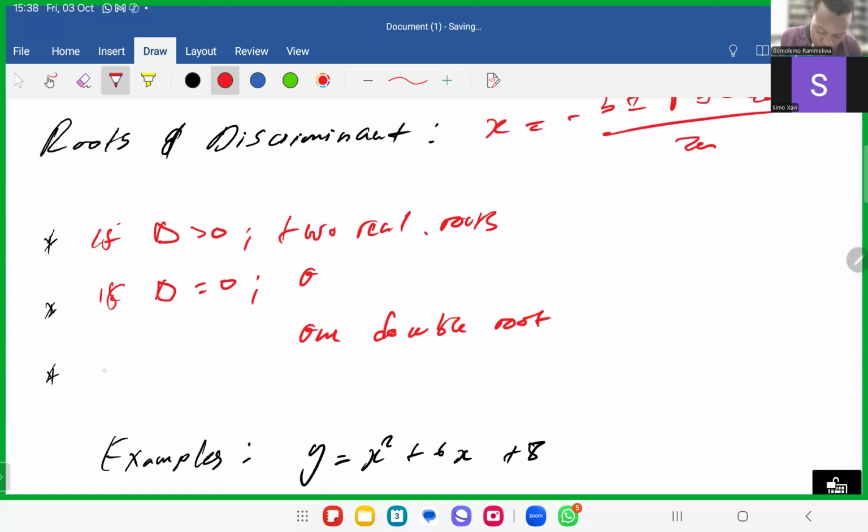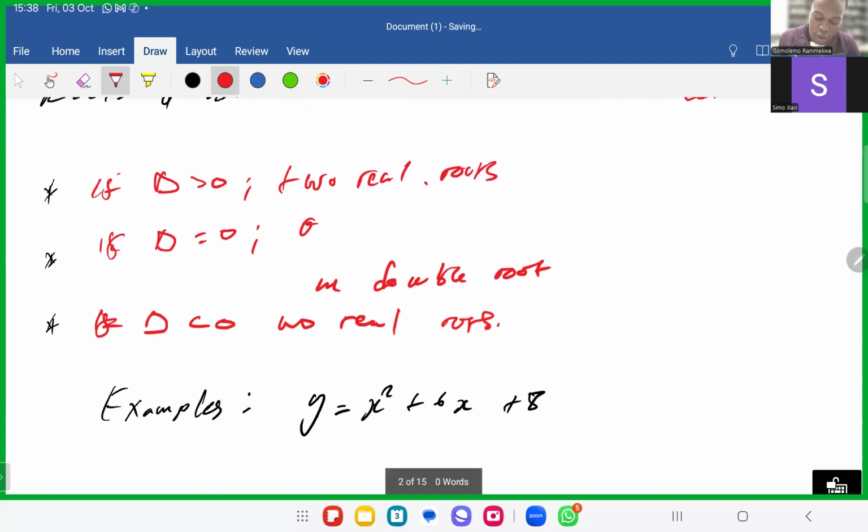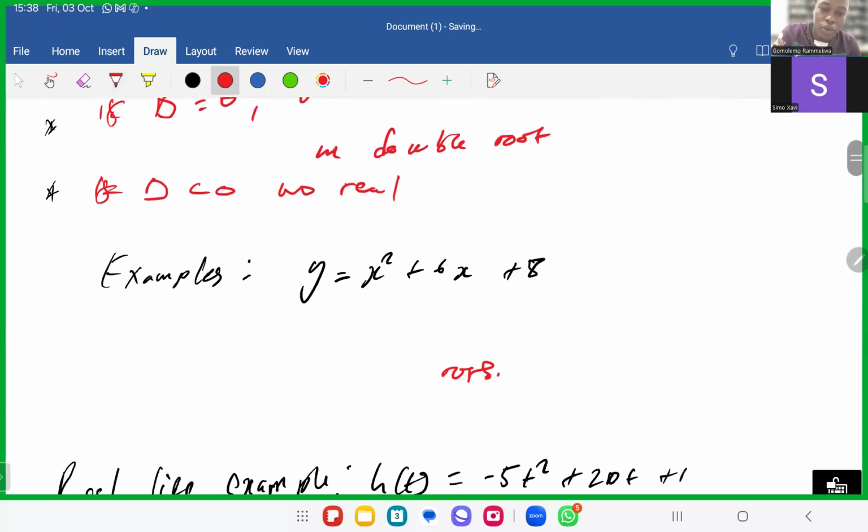If the discriminant is less than 0, we have no real roots.